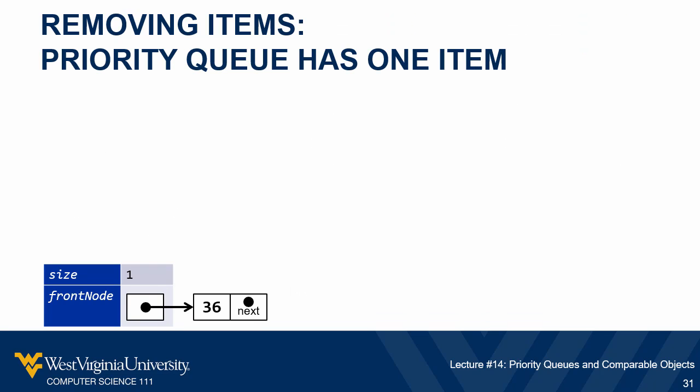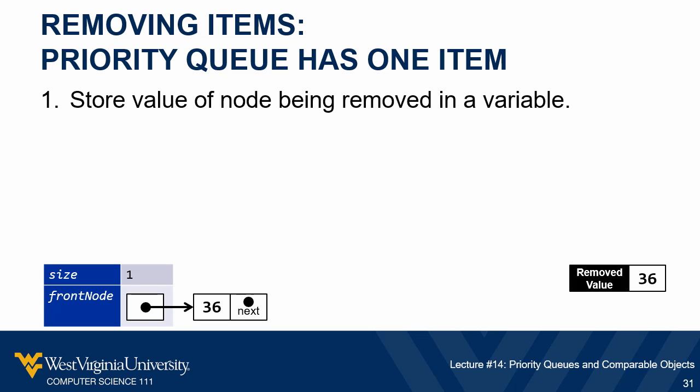If we have a case where there's only one item in our priority queue to begin with, we're going to end up with an empty queue once we remove it. Here, we'll still store the value that we're removing in a variable.